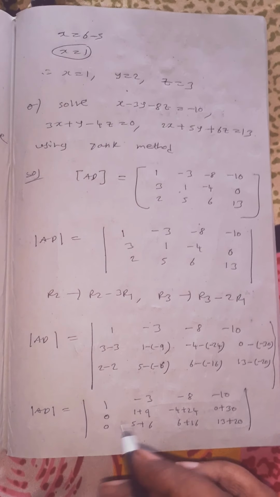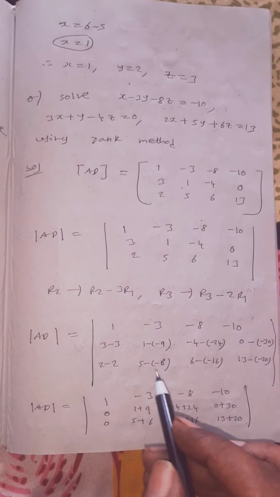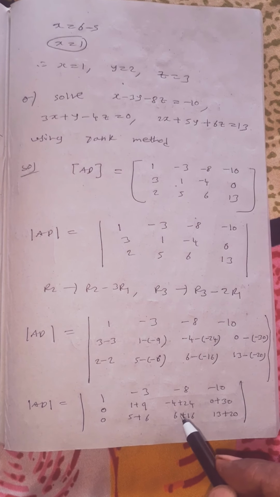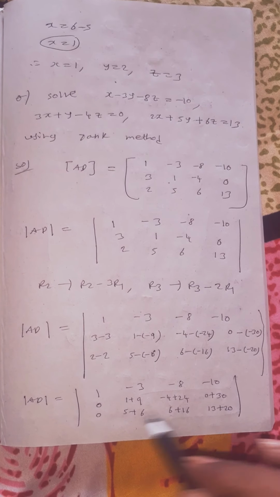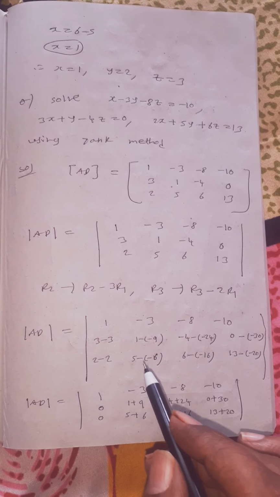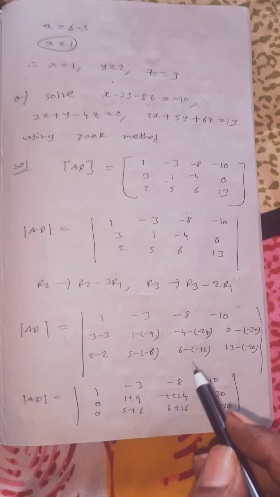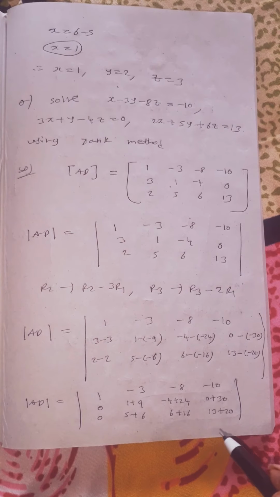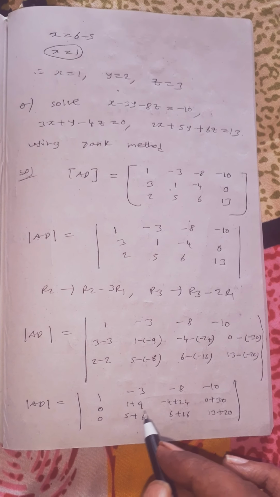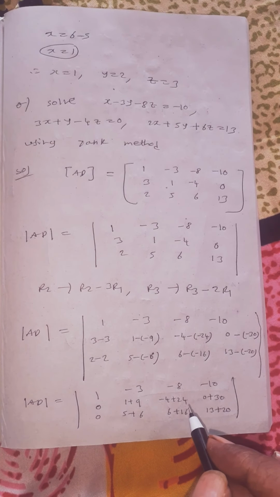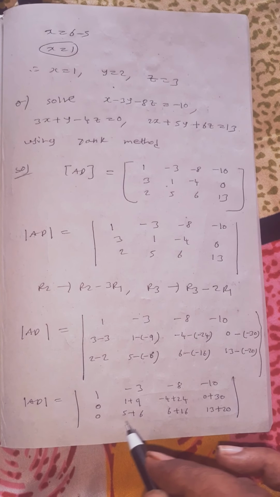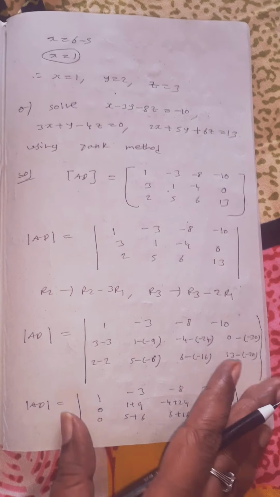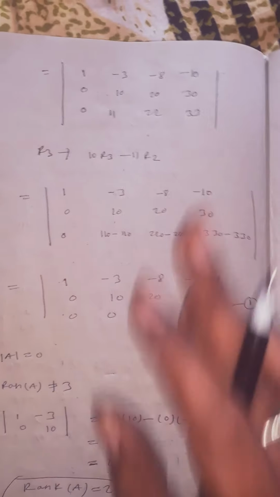So here, first row as it is. 3 minus 3 is 0. 1 minus of minus 9 is plus 9. Minus 4, minus into minus is plus. 0 minus into minus is plus 30. 2 minus 2 is 0. Minus 5 minus of minus is plus 6. 6 minus of minus is plus 16. 13 minus of minus 20 is plus 20. So here 1 plus 9 is 10, minus 4 plus 24 is 20, 0 plus 10 is 30, 5 plus 6 is 11, 6 plus 16 is 22, 13 plus 20 is 33. I have written like that only.